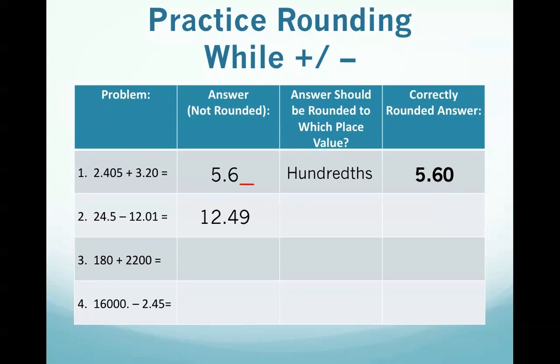For number 2, I get 12.49. I'm subtracting. I have a number to the tenths and to the hundredths, so I want my answer to be rounded to the tenths, which is less precise. That means then that my 4 is in my tenths spot.